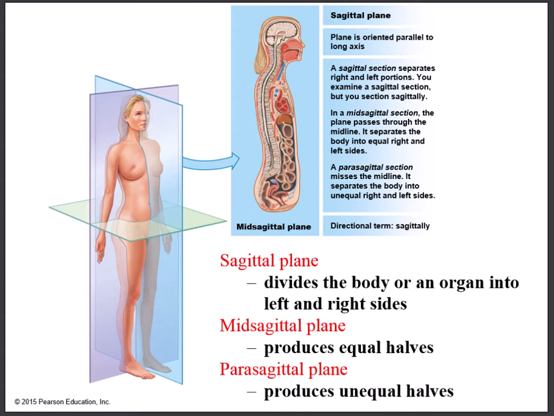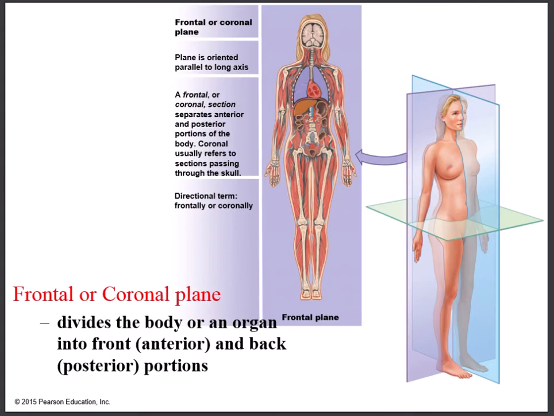There are two types of sagittal planes. The first one is known as a mid-sagittal plane. Very simply, if we made the cut and it produced equal halves, equal sections on both sides, then we would call it a mid-sagittal plane. If we make cuts that are not equal, then we would call them parasagittal. Again, the main thing you should walk away with from this slide is that a sagittal plane divides our body or organ into a right and left side.